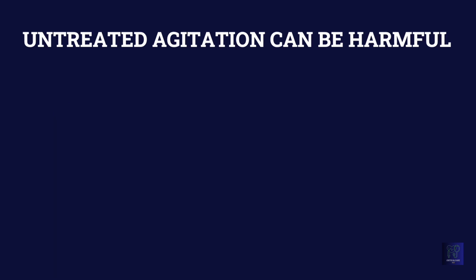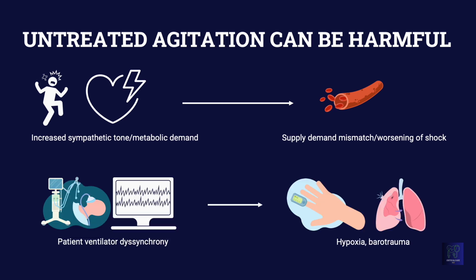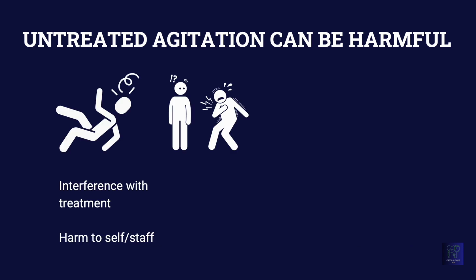Uncontrolled agitation can have several harmful effects. For example, the high sympathetic tone and metabolic demand associated with agitation can really disrupt the supply demand balance, especially in a patient with circulatory shock. For patients on the ventilator, agitation can lead to ventilator dyssynchrony, increased ventilator pressures, which can lead to hypoxia and barotrauma.